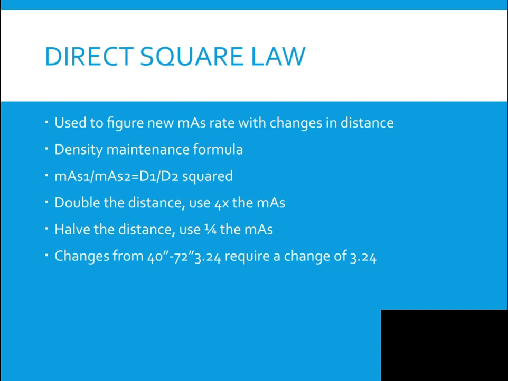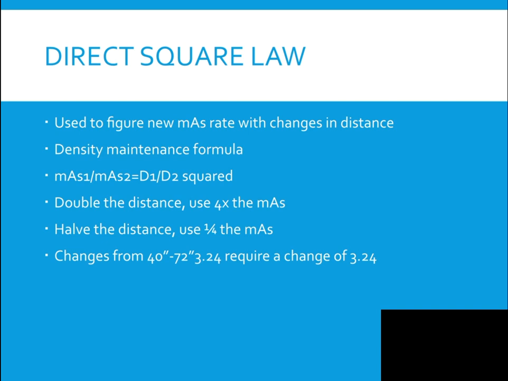The direct square law is kind of like your maintenance formula. I guess it really should be changed to exposure maintenance formula. And you can spot these with mass. Okay, so what is your new mass as you change your distance? So that's your density maintenance or your mass maintenance or your exposure maintenance. Because we lose exposure as we increase our distance, we have to add that back in. So notice then that our mass and our D1 are directly across from each other, and mass and D2 are directly across from each other. So it's no longer inverted.